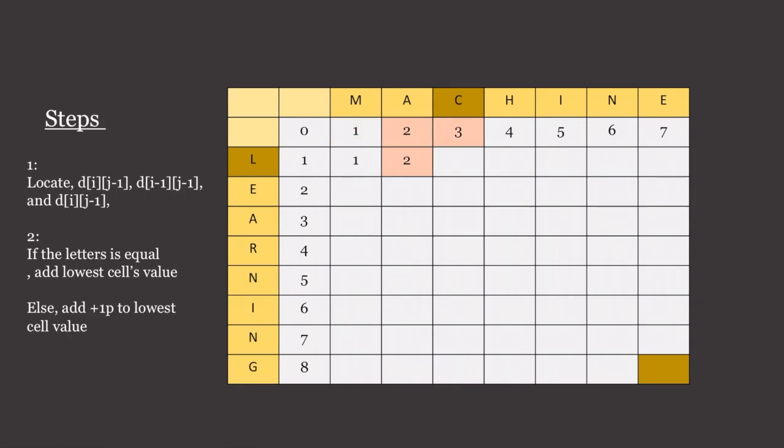We continue to the next cell. Is L equal to C? And it is not, so we choose the lowest value of the neighbors again and add +1 to it. Now we have two number 2s, so we can choose either of them. We continue to the next cell.